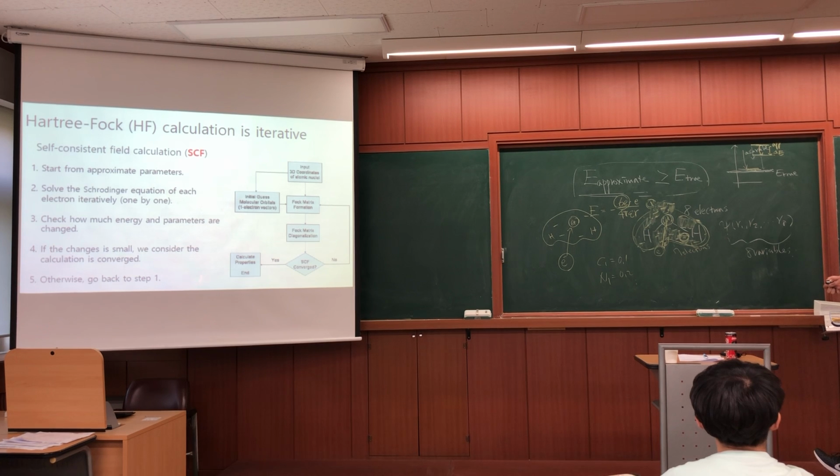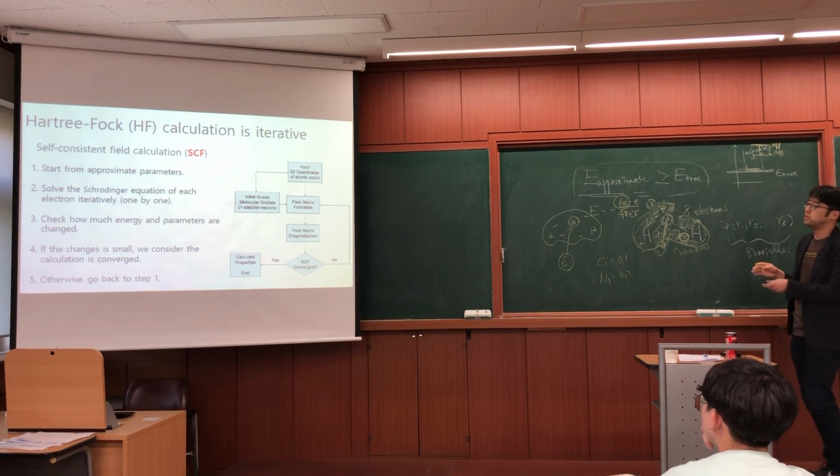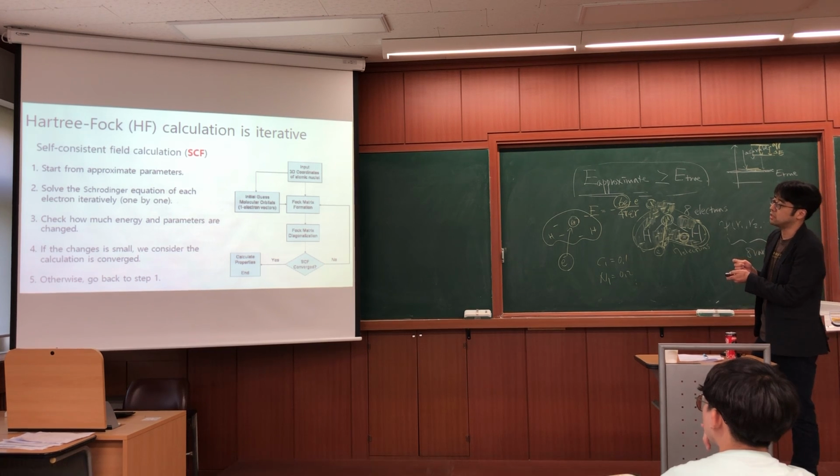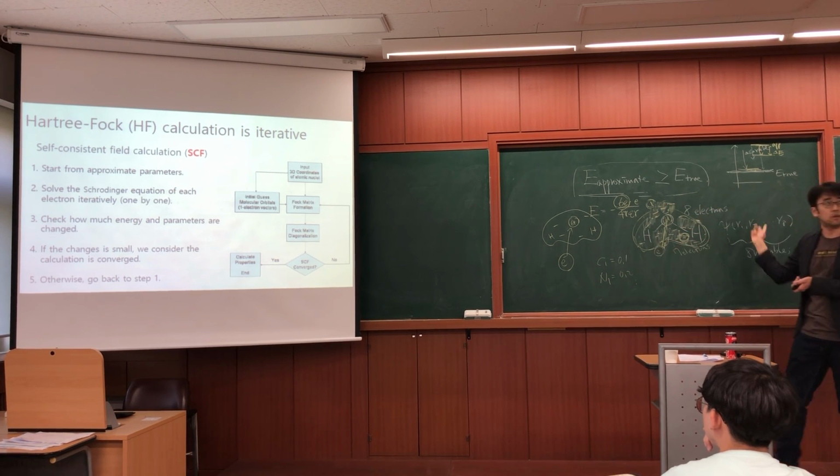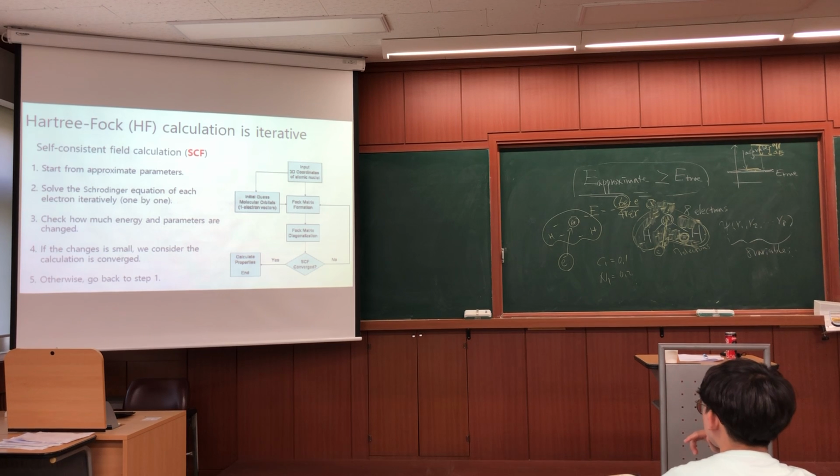So that is written here. So if the energy change is small, we stop there. So we think that the calculation is converged. Otherwise, we go back to number 1 and we solve the equations for each electron iteratively.